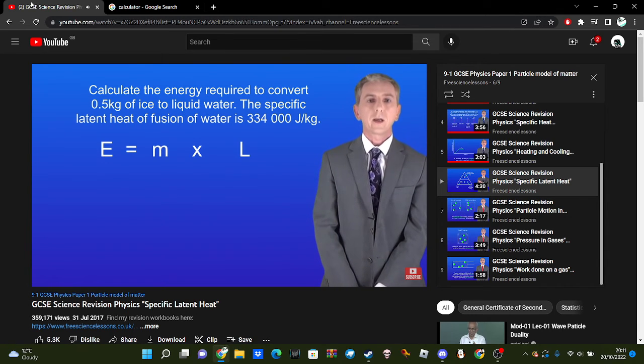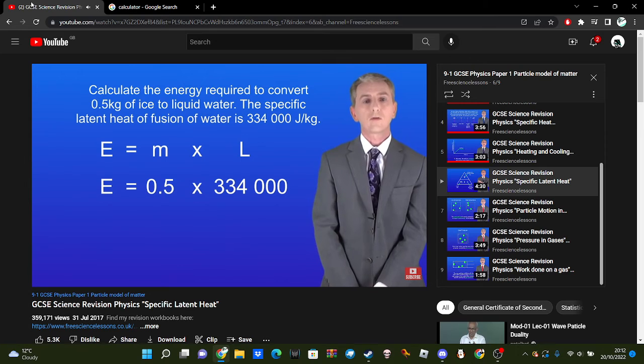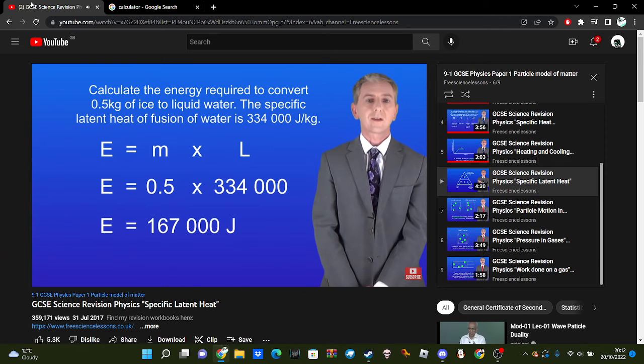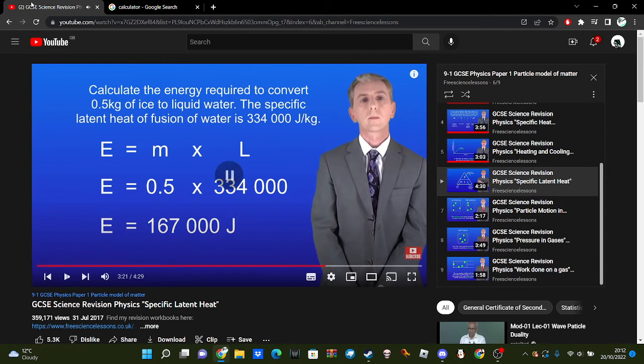Okay, so the energy for a change of state equals the mass multiplied by the specific latent heat. In this case, the mass is 0.5 kilograms, and the specific latent heat of fusion of water is 334,000 joules per kilogram. Multiplying these numbers gives us an energy of 167,000 joules.